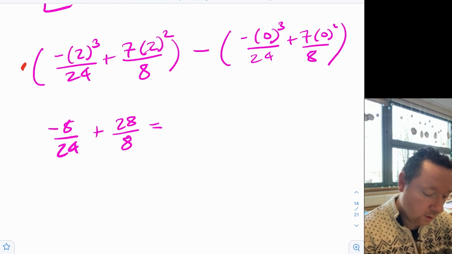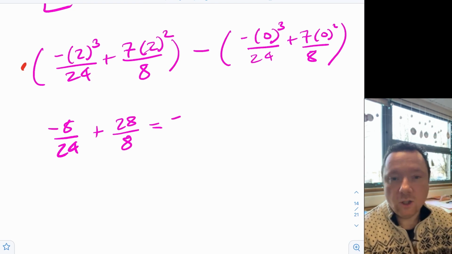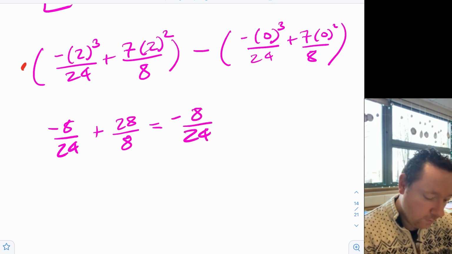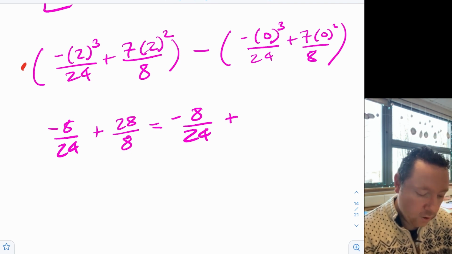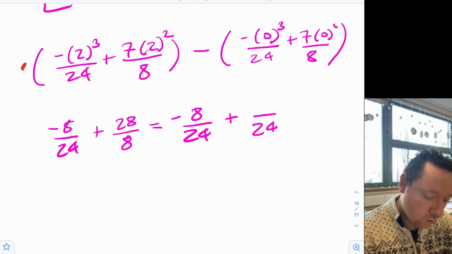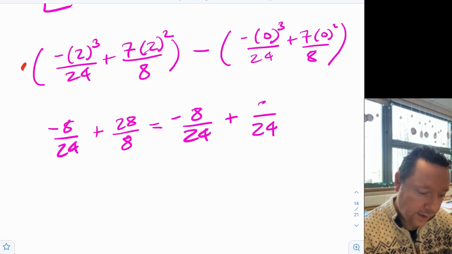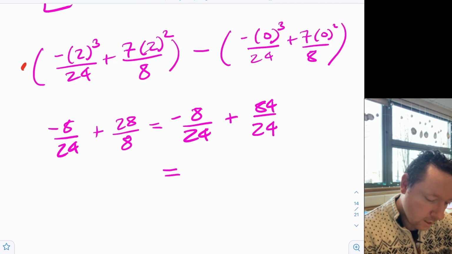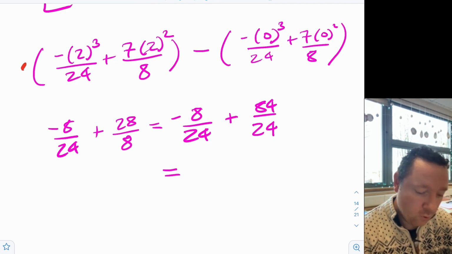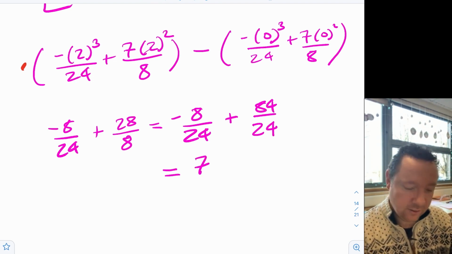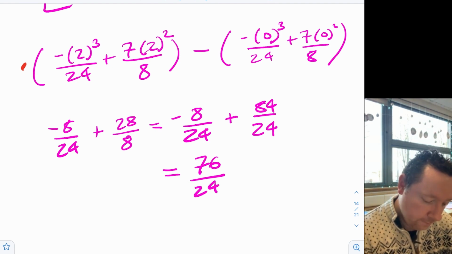So you just need to work out these fractions. So I can simplify the fractions. Well, actually, I'll add them first before I simplify because it'll be easier to see. So minus 8 over 24, and then we've got 28 over 8, 8 threes is 24, so times them by 3. I get 3 times 28, so we get 84. So now we can add them. 84 take away 8 is 76 over 24.